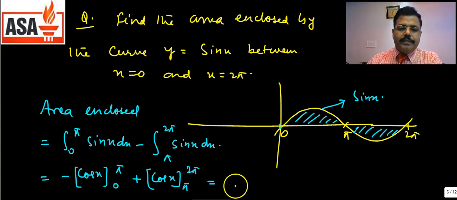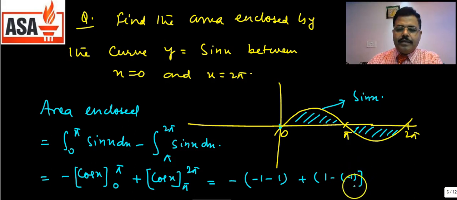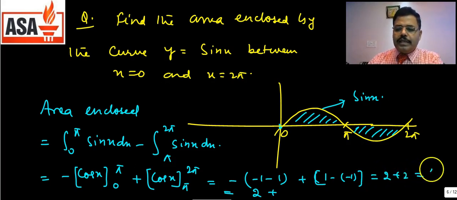So what will be the area? Minus cos pi minus 1 minus 1, and here cos 2 pi is 1 minus minus 1. So that will come here 2 plus 2, that is 4. So 4 square unit is the answer.